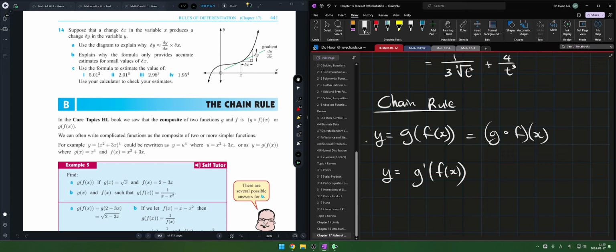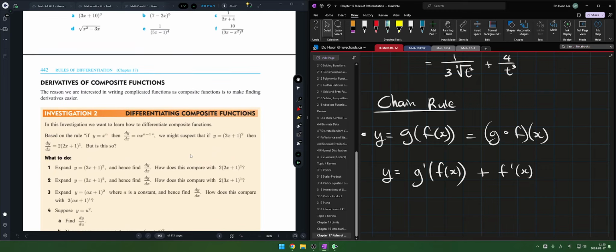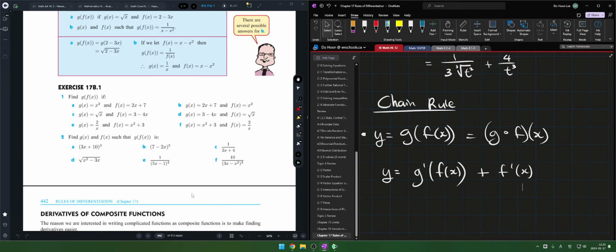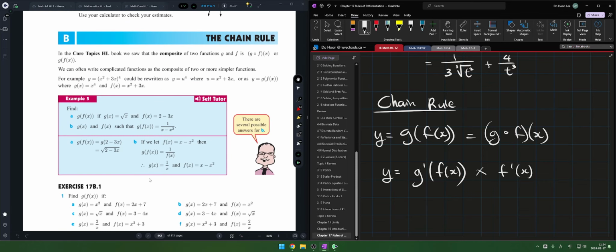But what about f of x? We also kill the f of x? Yes. And then we add f prime of x afterwards. Is that how you do it? Sorry, not add, my bad. Multiplication. And is it y equals that, or is it dy over dx equals that?